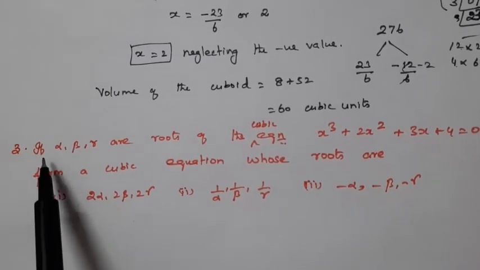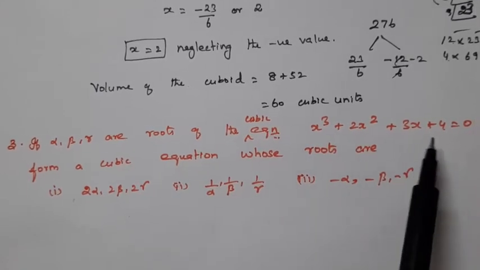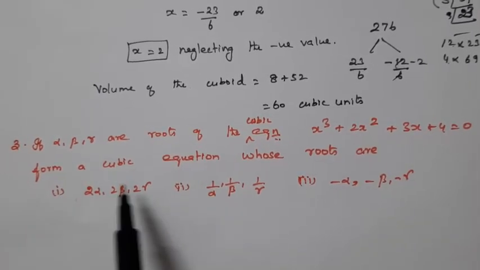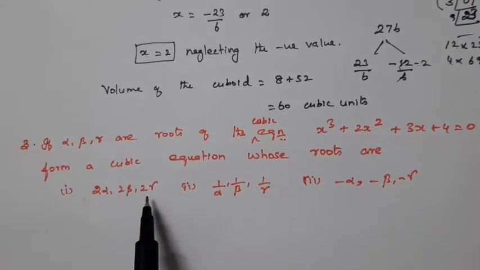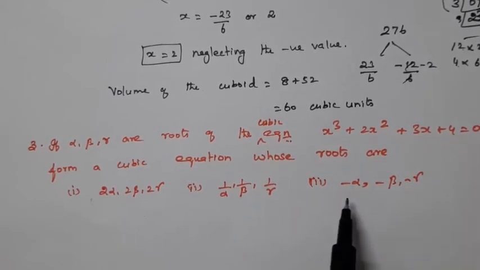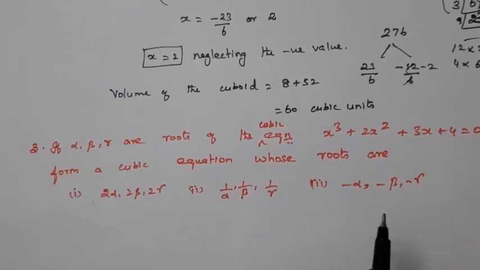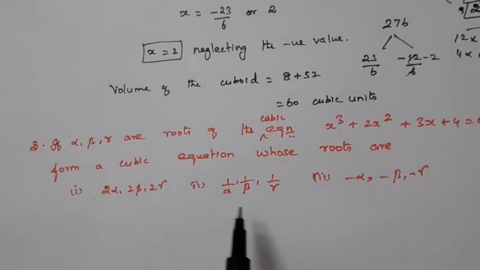Then the third one is, if alpha, beta, gamma are the roots of the cubic equation x cube plus 2x squared plus 3x plus 4 equal to 0, form a cubic equation whose roots are: the first subdivision is 2 alpha, 2 beta, 2 gamma, the second subdivision is 1 by alpha, 1 by beta, 1 by gamma, and the third one is minus alpha, minus beta, minus gamma. Okay. So, these are very simple problems. I am going to do the second subdivision alone.